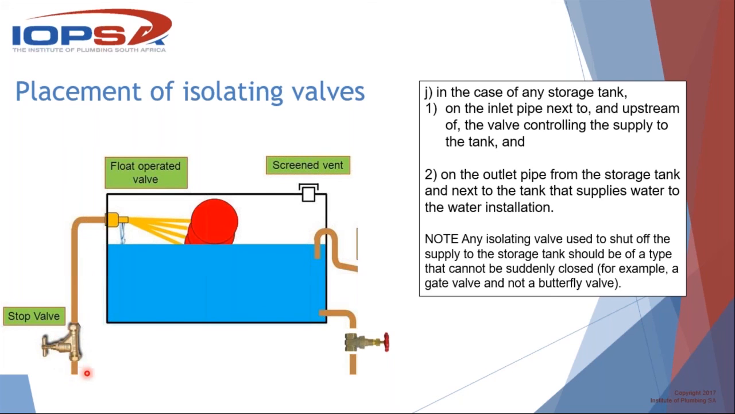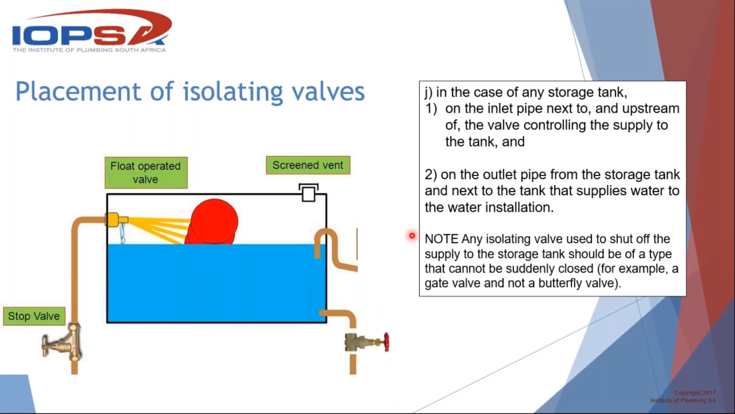Note, any isolating valve used to shut off the supply to a storage tank should be of a type that cannot be suddenly closed. For example, it should be a gate valve rather than a butterfly valve, or a stopcock rather than a lever ball valve. So we don't want a situation where, because storage tanks often are quite large and the diameters of pipes that supply them are quite large, you get severe water hammer when you shut that thing off too quickly by mistake.